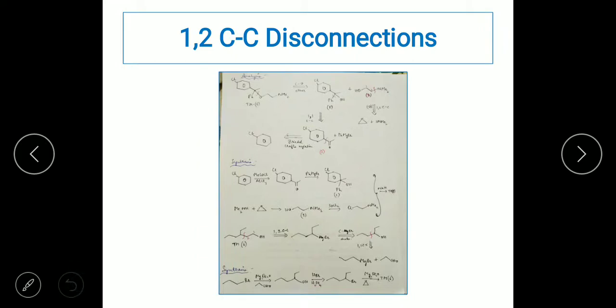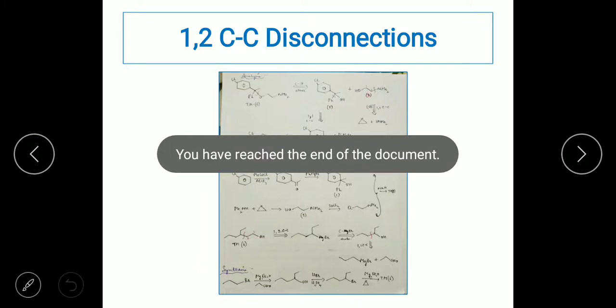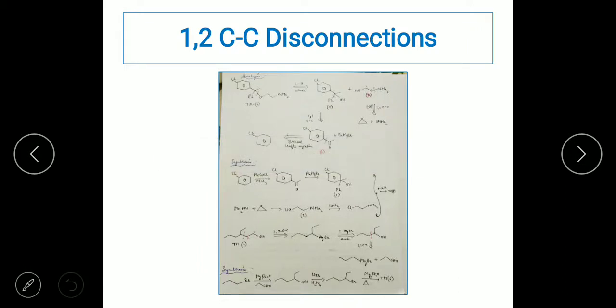So this is how you can write down the reactions for the synthesis of this kind of target molecule. Okay, so this ends the 1,2 CC disconnection for alcohols.